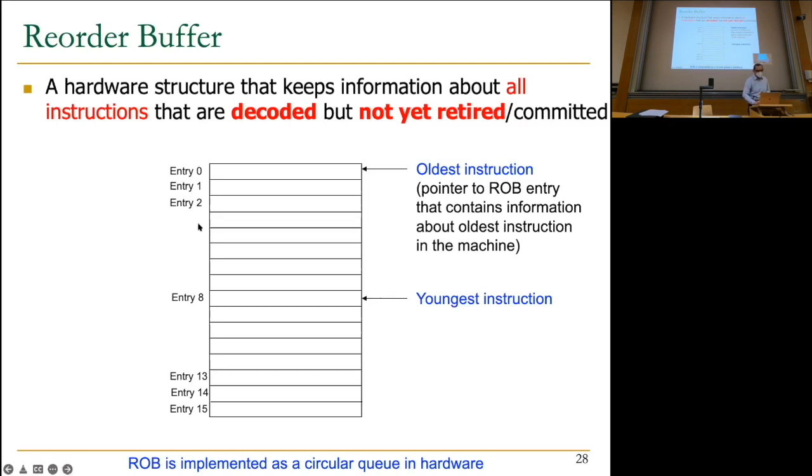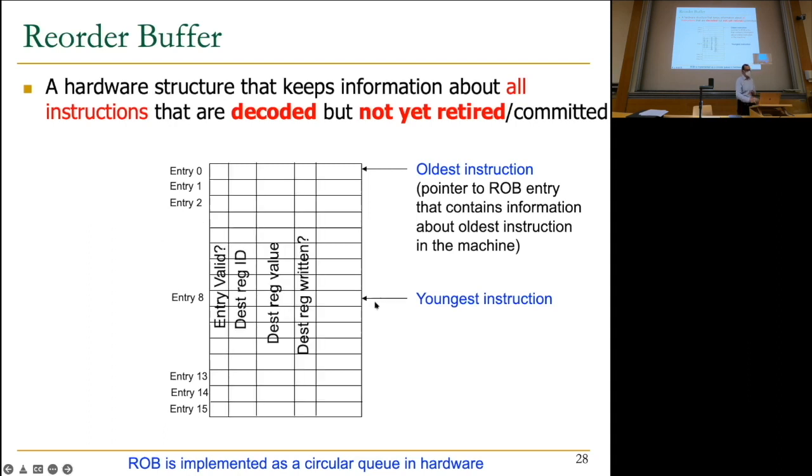And it has some entries. Each entry has some fields. So let's take a look at some of the fields, basically. So entry valid means whether you have an instruction that's associated to that entry that's allocated. So if this valid bit is 0, there's no instruction in this reorder buffer entry. If it's 1, an instruction was decoded and placed into this reorder buffer entry.